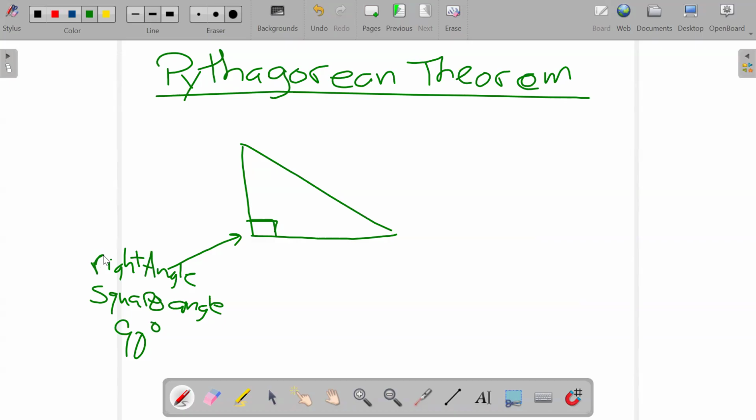And a right triangle, based on the right angle, has legs. So this is a leg on this side, and this is another leg on that side. And the side opposite the right angle is always called the hypotenuse.